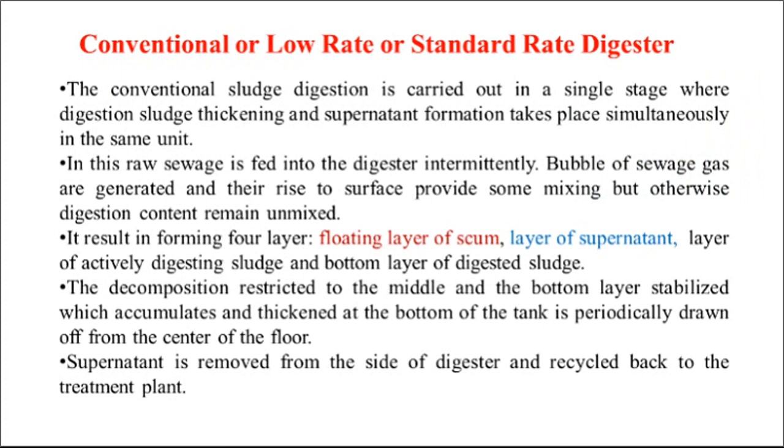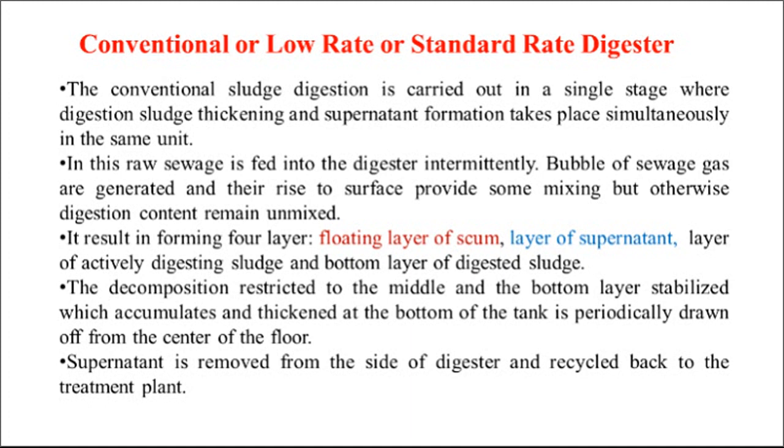Starting with the conventional or low rate or standard rate digester. The conventional sludge digestion is carried out in a single stage, where digestion, sludge thickening and supernatant formation take place simultaneously in the same unit. In this, raw sewage is fed into the digester intermittently. Bubbles of sewage gas are generated, and their rise to the surface provides some mixing, but otherwise the digester content remains unmixed.